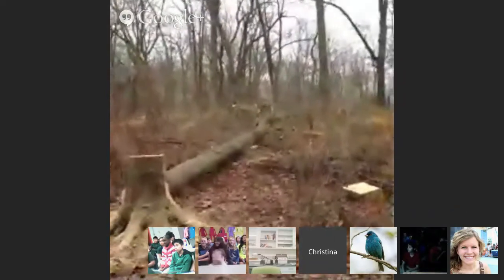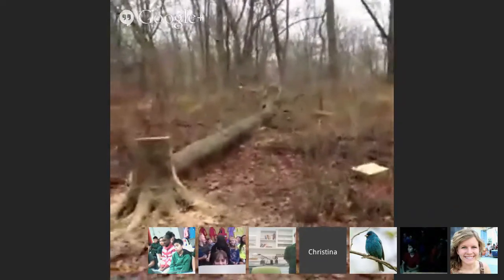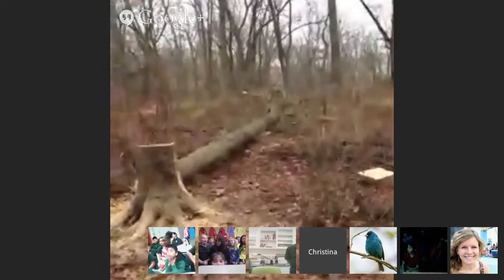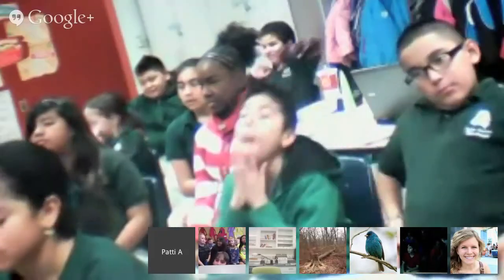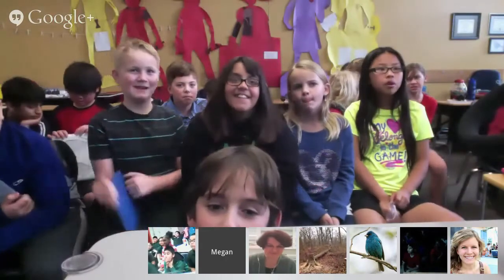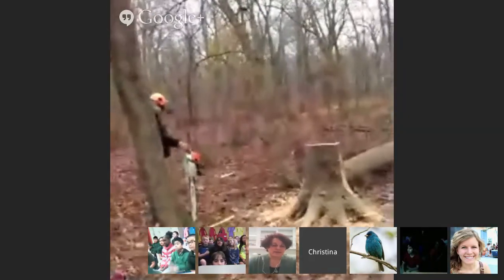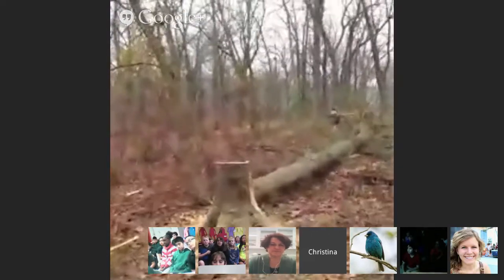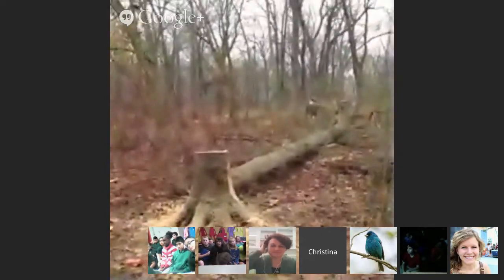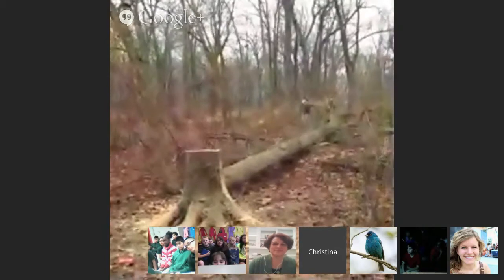Okay, there it goes. And you know, it's actually kind of cool and interesting to watch an arborist at work taking down the trees. But just think about this. This tree is gone, and we will never be able to enjoy its shade anymore. It's not going to be home for birds and all sorts of other critters. This is just one more tree lost in the forest.